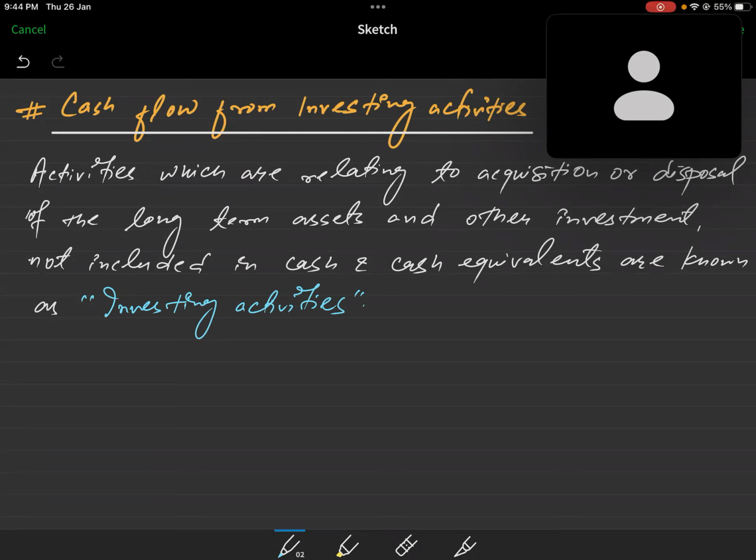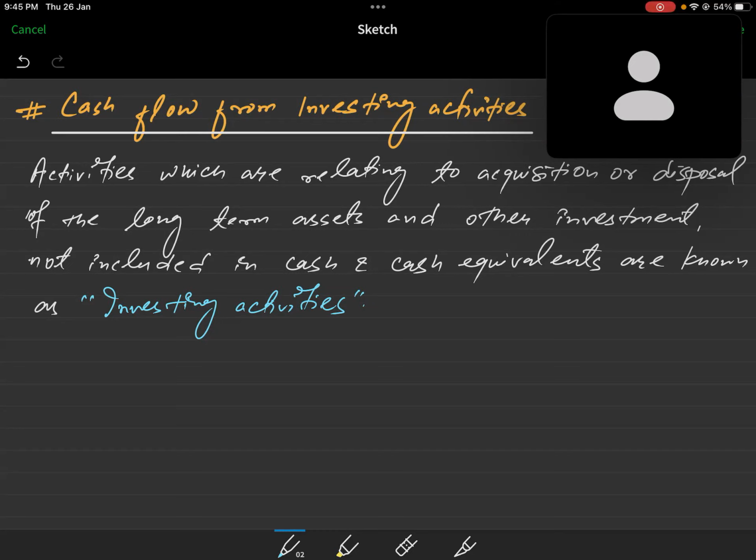See, all those transactions or the items in relation to the cash and cash equivalent are usually treated under the operating activity, right? And for that purpose, we make the cash flow from operating activities. Cash flow from investing activity is part of the cash flow statement, but it is not the same as the operating activity. Investing activities are different. In order to find out the cash flow from investing activity, you must first understand the meaning of the investing activities. So we can say activities which are relating to the acquisition or disposition, that is buying and selling, of the long-term asset, or you can also call it non-current asset.